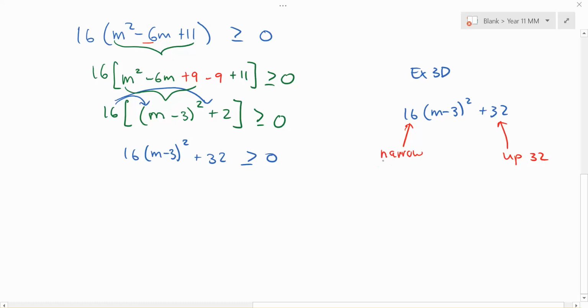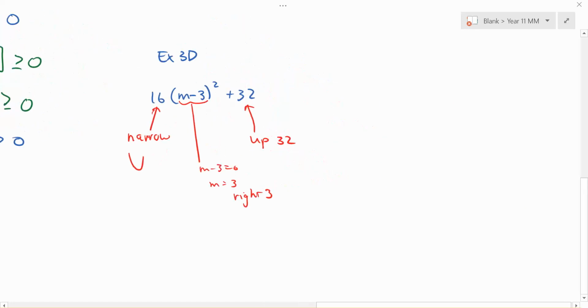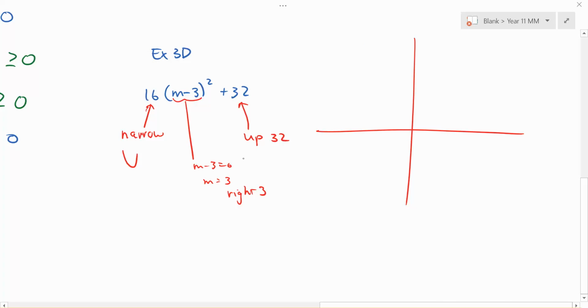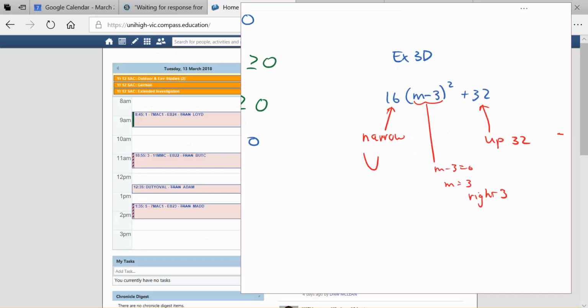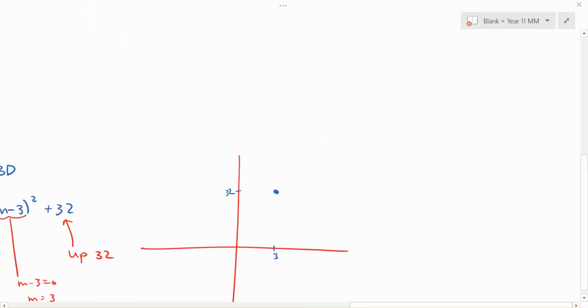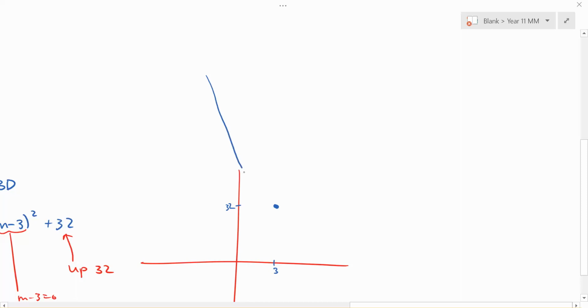And it's a positive value, so that means it's a smiley face. And you can tell m minus 3, if you solve for m, gives you 3, so that tells me to the right by 3. So if I want to roughly sketch this graph, what I have now is to the right by 3, up by 32, that's where my turning point is, and it's a narrow, smiling graph. Narrow, and it's a smiley graph.